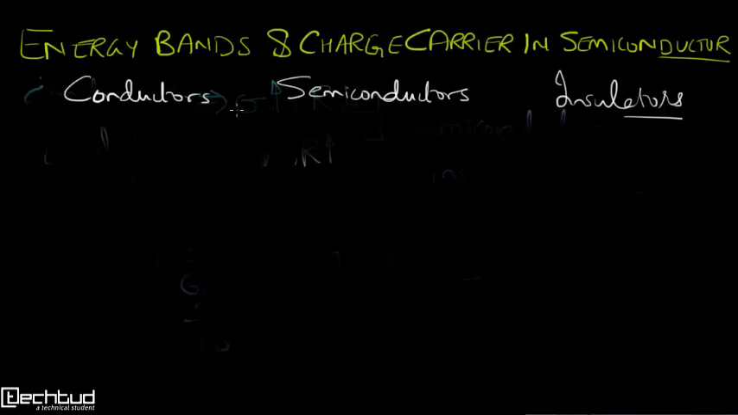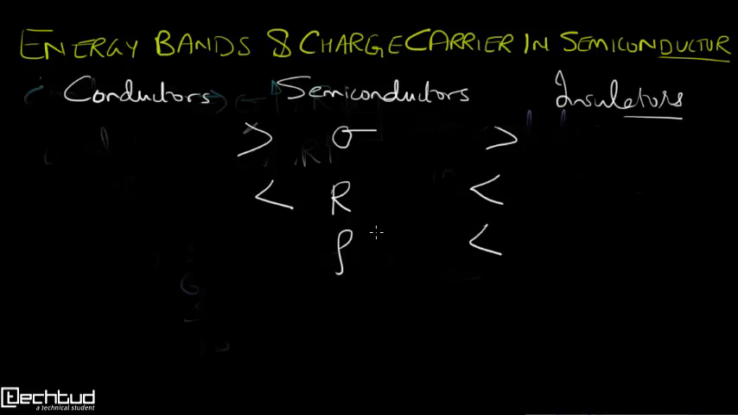So how to quantify these terms? Semiconductor conductivity lies between insulators and conductors. The resistance of a semiconductor also lies between conductors and insulators. Similarly, you can say the resistivity of a semiconductor also lies between insulators and conductors. Okay. So this is how we can say what is a conductor, what is a semiconductor and what is an insulator.